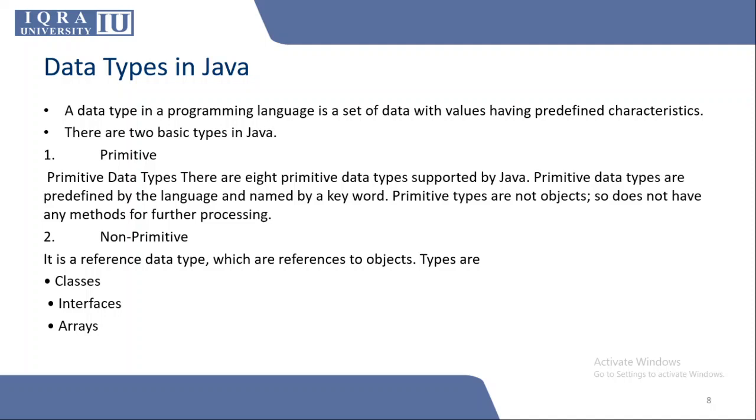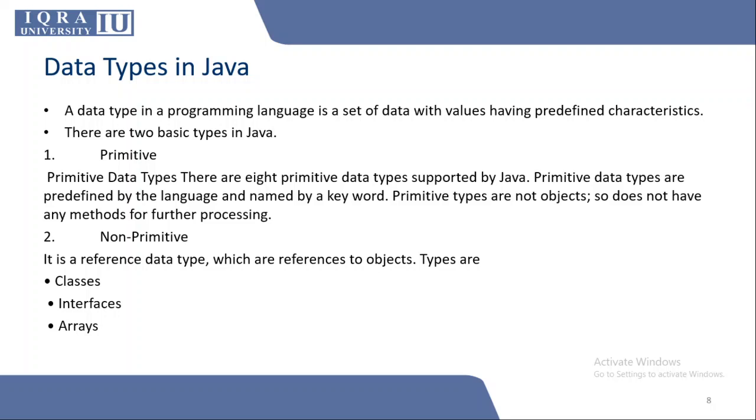Data types in Java. What are data types? In any programming language, a data type is a set of data which tells that values have predefined characteristics. Simply, a data type tells the type of a data, that is, what type our data belongs to.